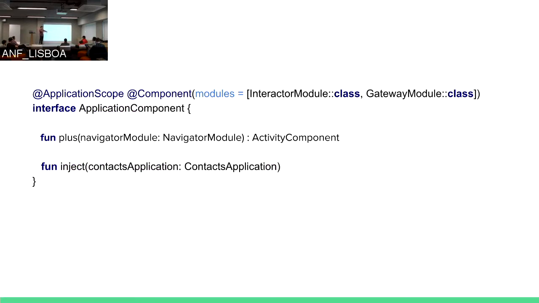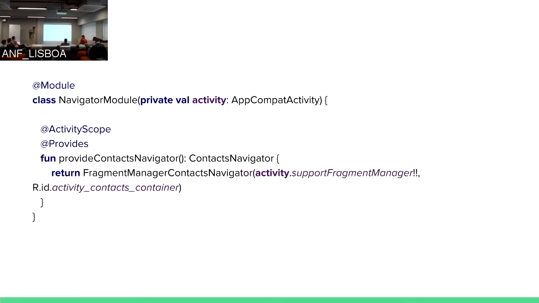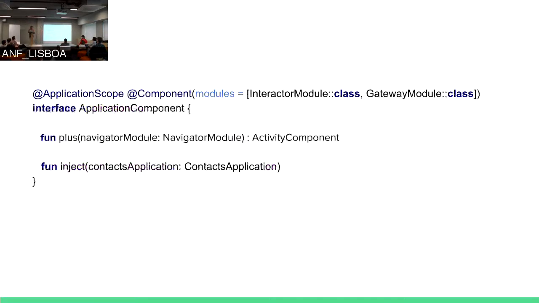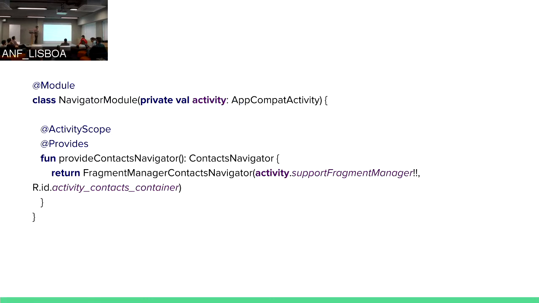I have to put here the navigation module because it is a dependency to create the activity component. Because here there's no builder, so I have to provide right away whatever my activity component needs to instantiate its objects. That's component plus, and I have to pass the navigator module. So here's my module, navigator module.